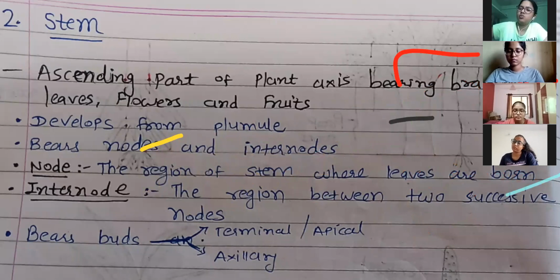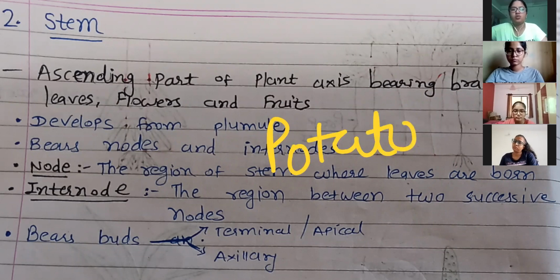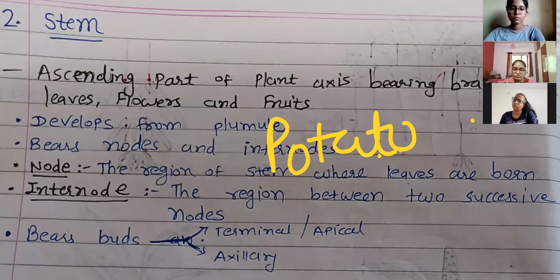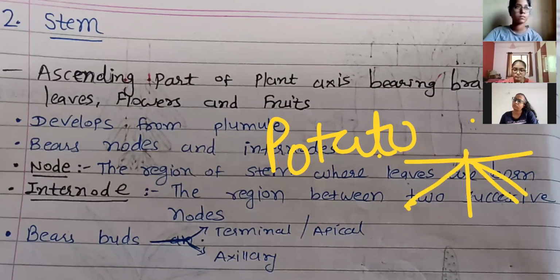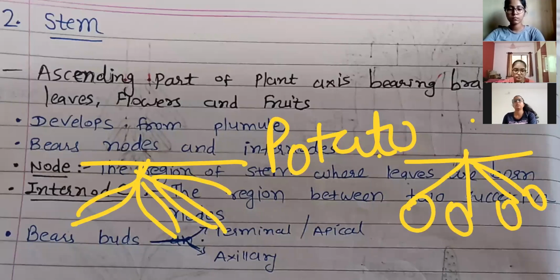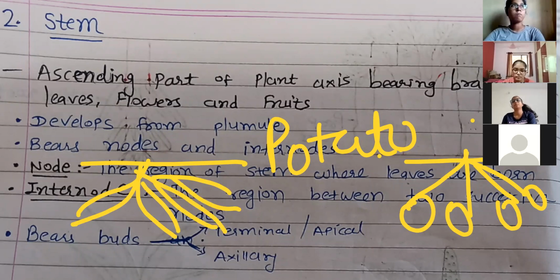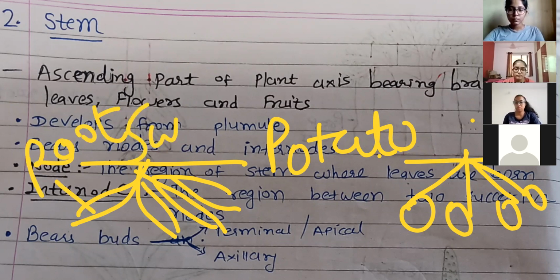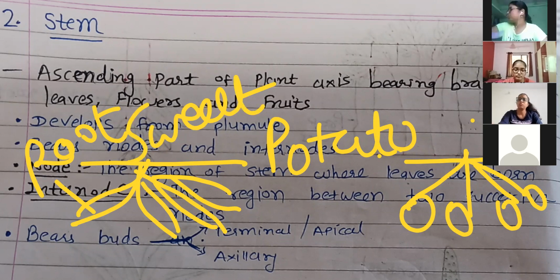Next, if someone asks you, one example is a potato. Potato grows inside the soil. You must know this, right? Potato grows inside the soil. Same way sweet potato also grows inside the soil. But the sweet potato is a root, which we have studied in the root part, when the fibrous root system stores food, remember? So sweet potato is a root, but potato is a stem.